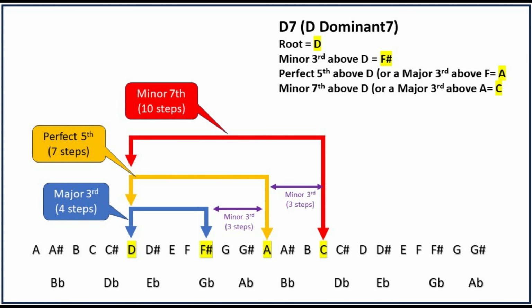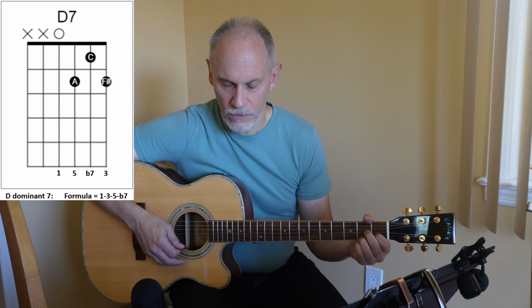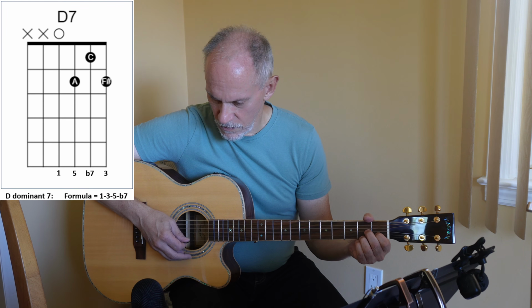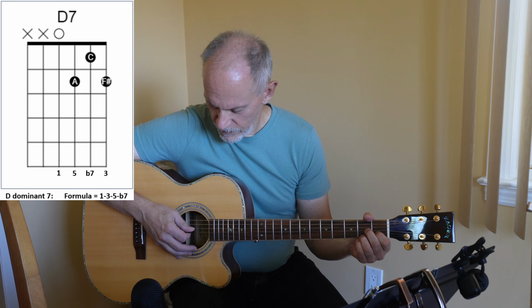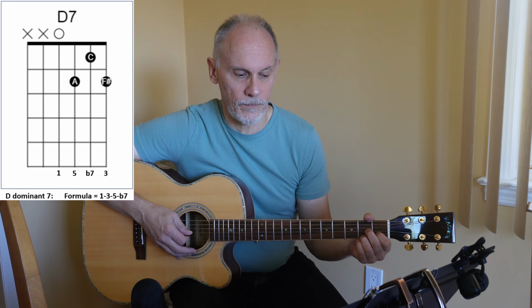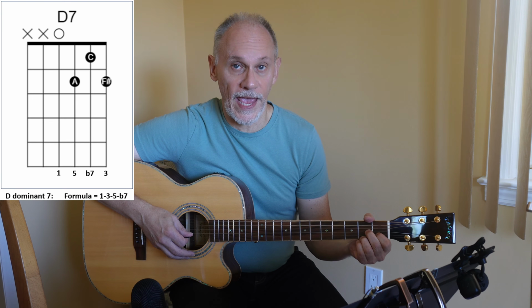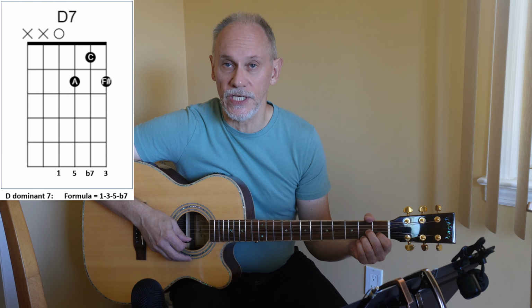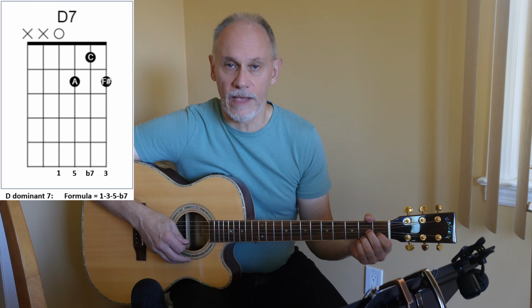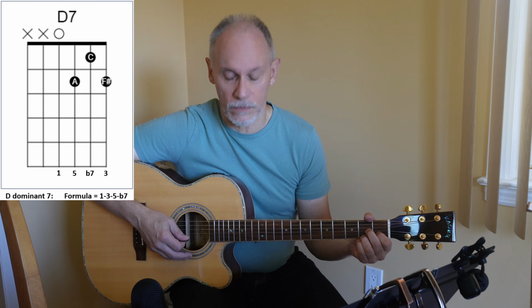D7, or D dominant 7. Open D is our root, perfect fifth to A, a flattened seventh to C, and a major third on F sharp.